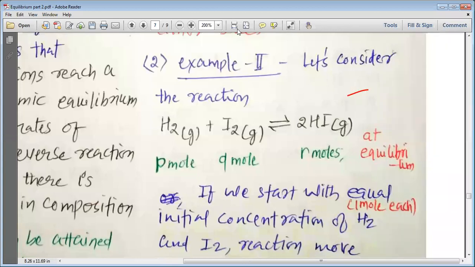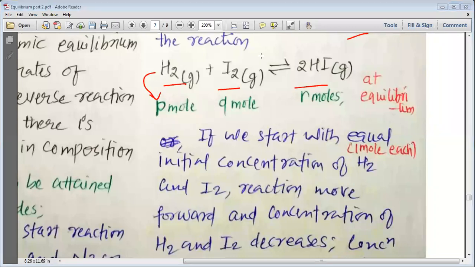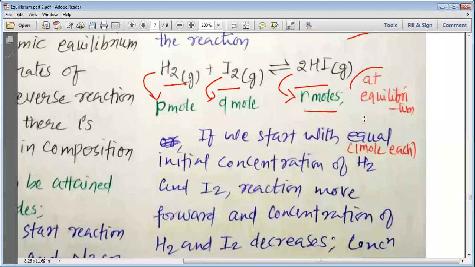So let us consider the reaction H2 plus I2 that gives 2HI. Suppose at equilibrium we have P mole of H2, Q mole of I2 and R mole of HI. That is what we get at the equilibrium.